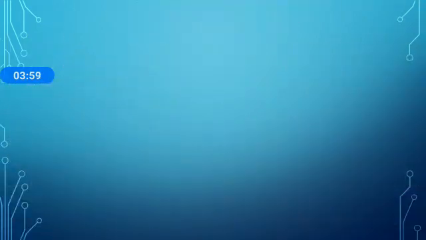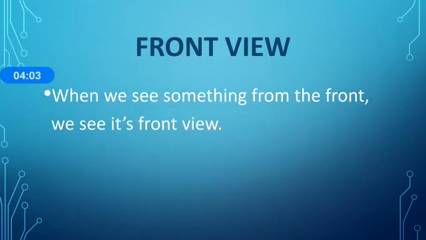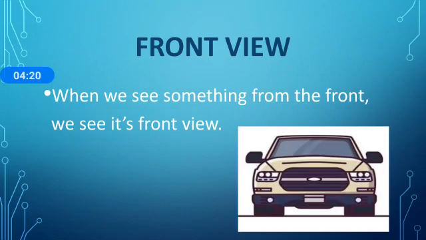Second one is front view. When we see something from the front, we see its front view. Here you can see, when we see a car from the front, it will look like this.